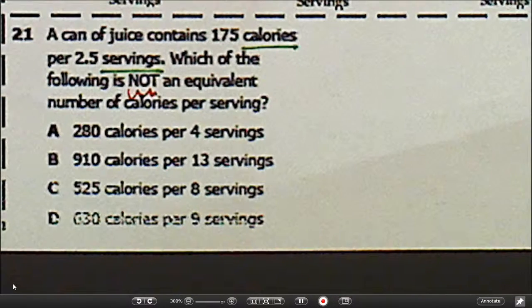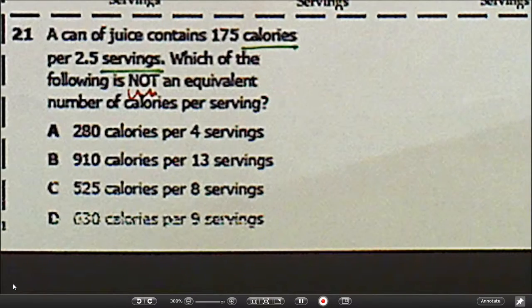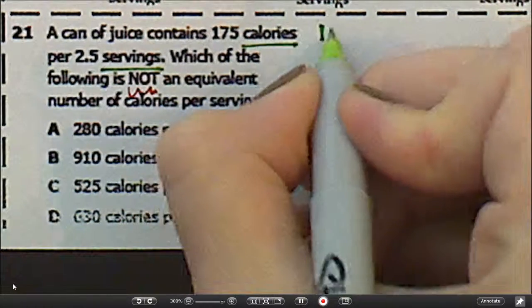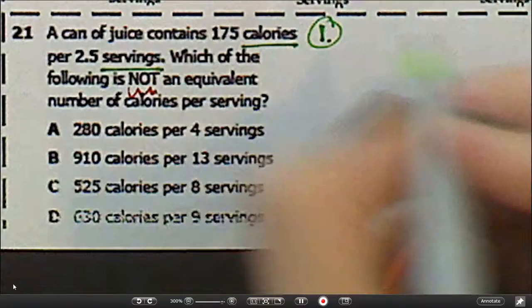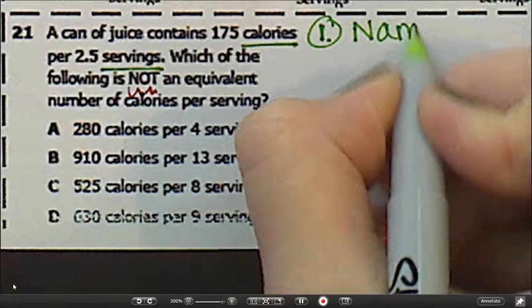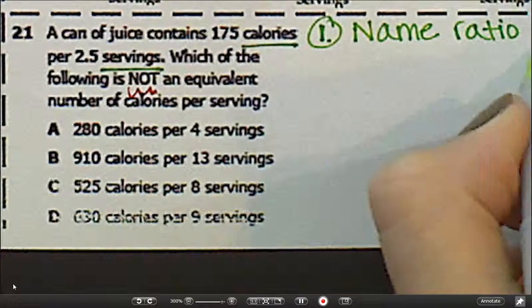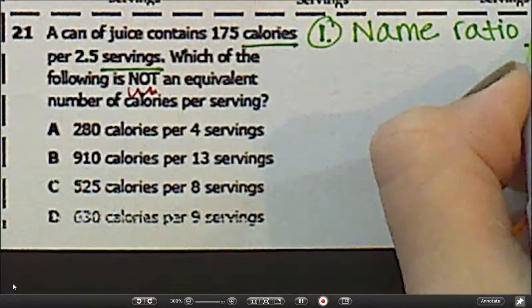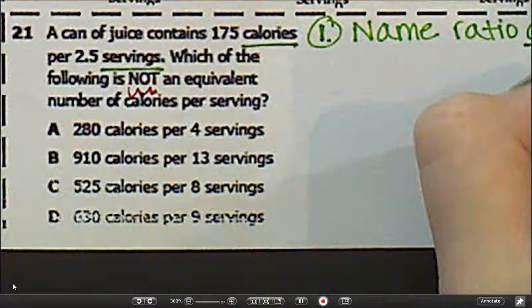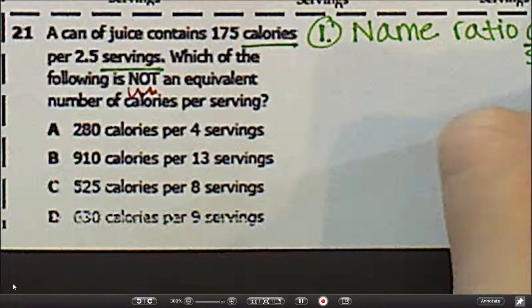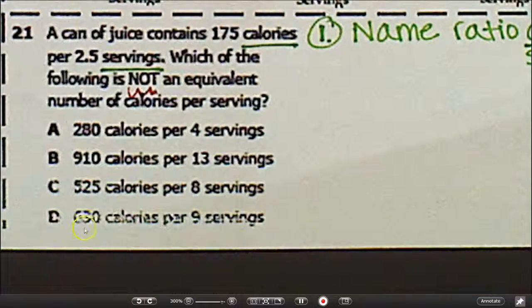So if you'd like to open up your notes to how to write and solve proportions, that was a week or 2 ago, or you can just follow along with me. Step 1 is always to name your ratio. That means the 2 units that we're comparing. So I'm going to say calories over servings. Oops, you can't see that. There we go.